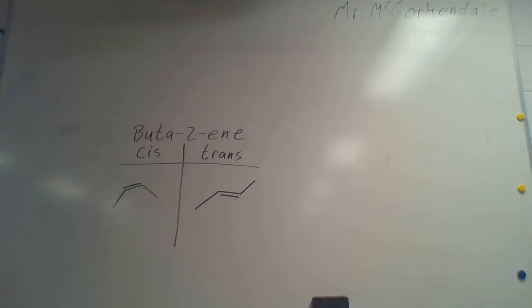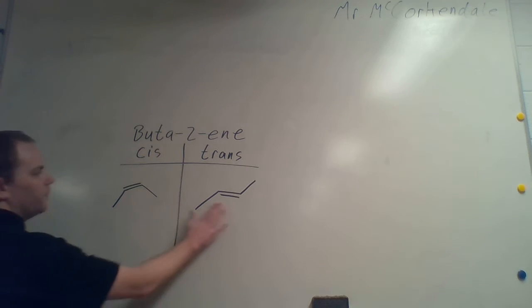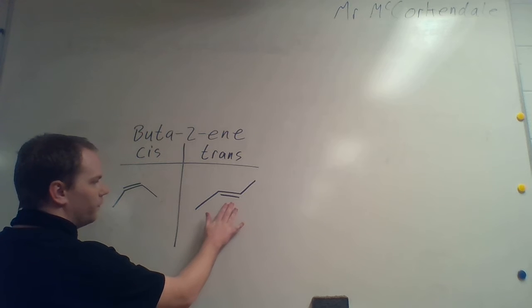Hello, hello, Chemistry 2. In this video, we're going to talk about cis and trans conformations for double bonds and what that means for you guys. Basically, the issue is this. Whenever you have a double bond in the same compound, it could form in one of two different ways. So here we have a cis conformation. Here we have a trans conformation.